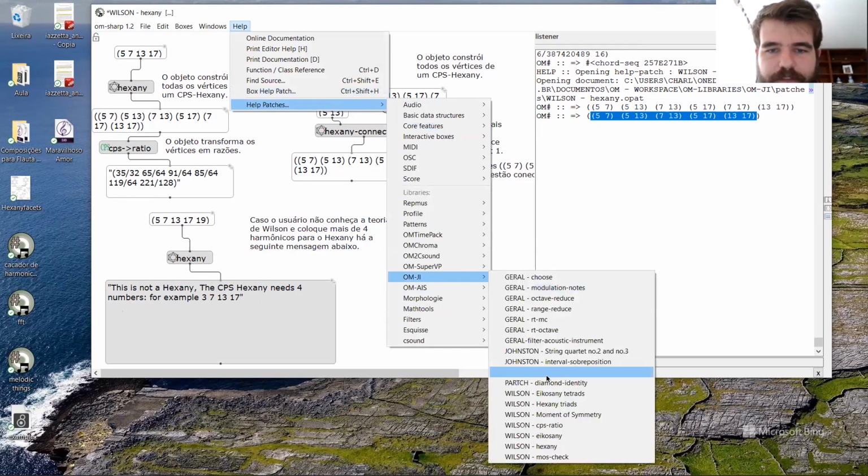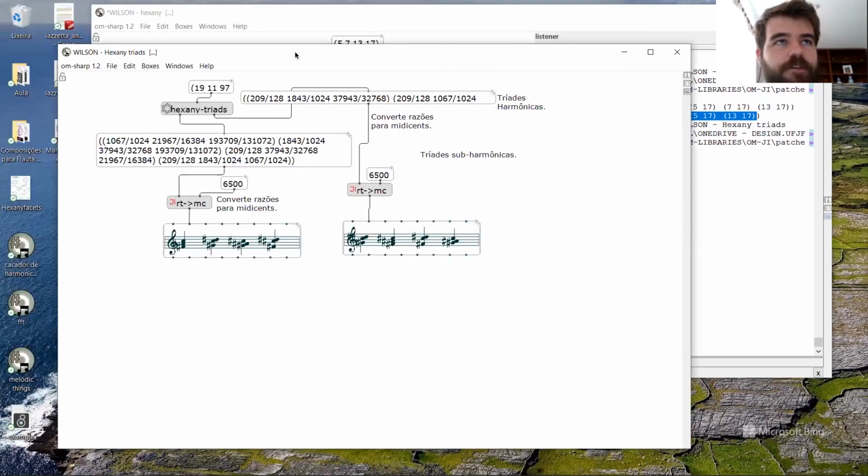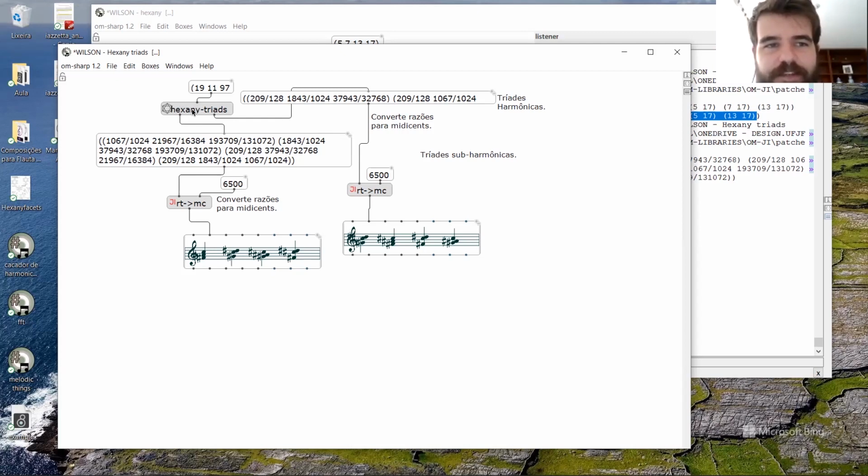Then we have the methodology of how Erv Wilson builds triads. It's not triads like in common, traditional, tonal music, but the ratios that are shared. In these triads we are using 3 vertices, not this overlap of thirds. So it's the hexany triads.